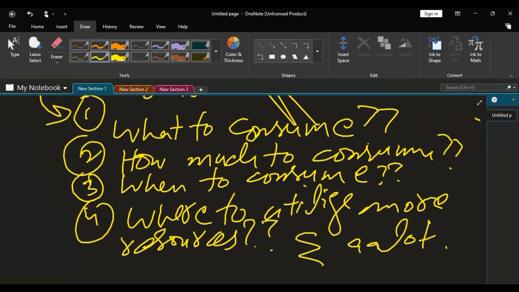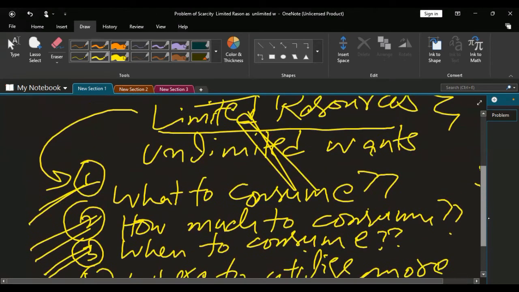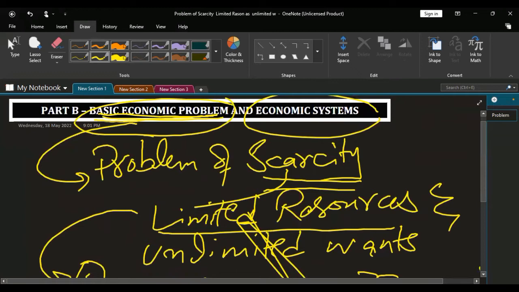So, if we study at the consumer end, the consumer thinks what to consume in the available resources. Secondly, how much to consume and when to consume. Fourthly, he wants to maximize his satisfaction or utility. Therefore, he always considers where to allocate resources and where to utilize them for maximum satisfaction. This is the consumer end, and these are some of the problems that a consumer has to think about.